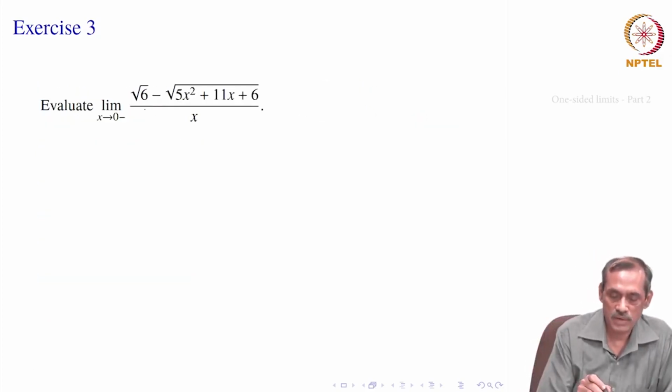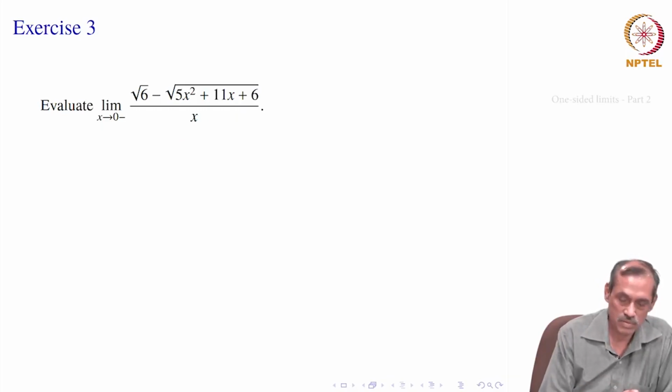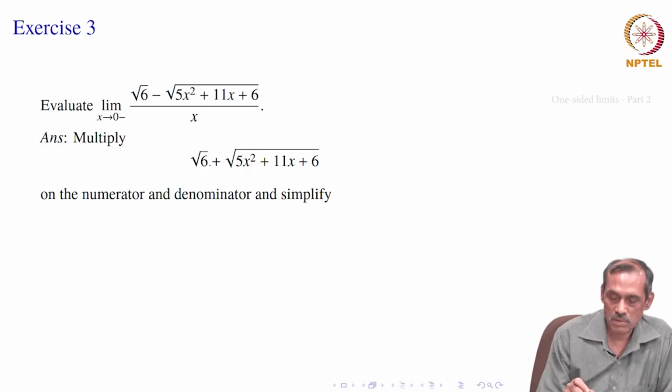So, we are required to evaluate x goes to 0 minus, that is the left side limit of this function, square root of 6 minus square root of 5x squared plus 11x plus 6, divided by x. So, as earlier the denominator now goes to 0, we have to see some way whether we can eliminate that possibility, right. So, what we do? We rationalize those square roots, multiply with square root of 6 plus square root of 5x squared plus 11x plus 6 on the numerator and denominator.